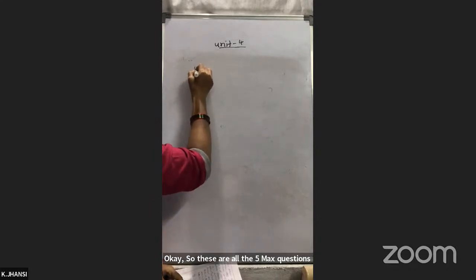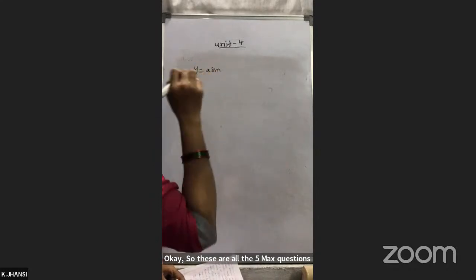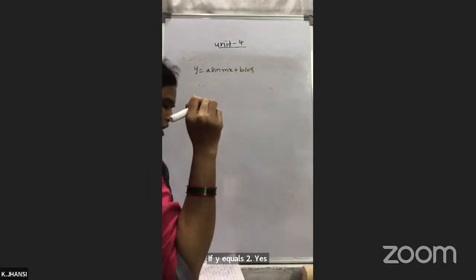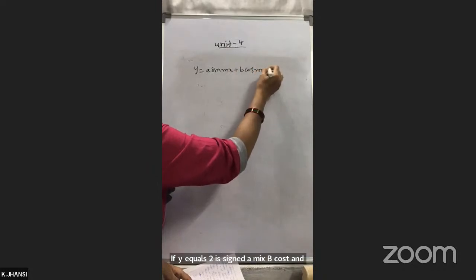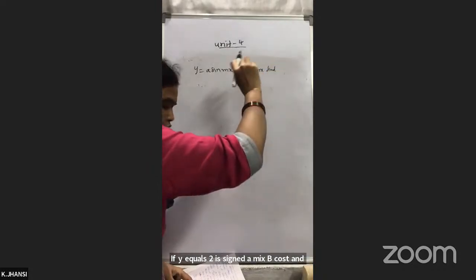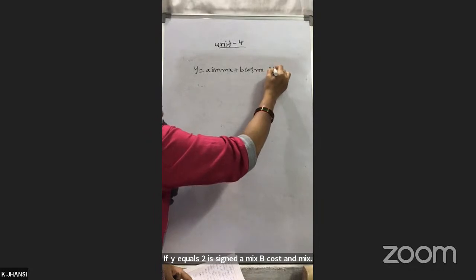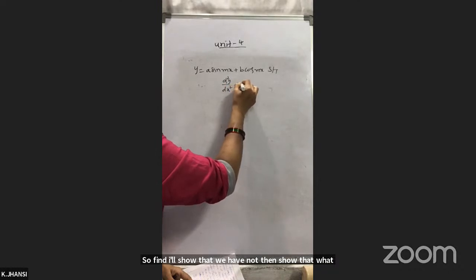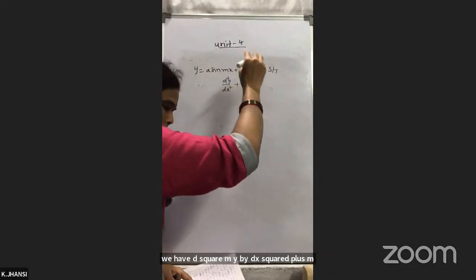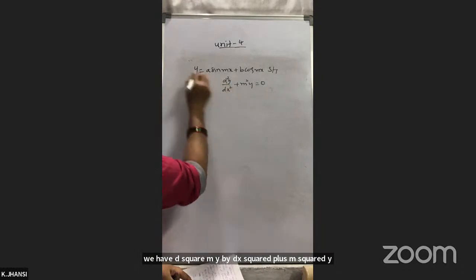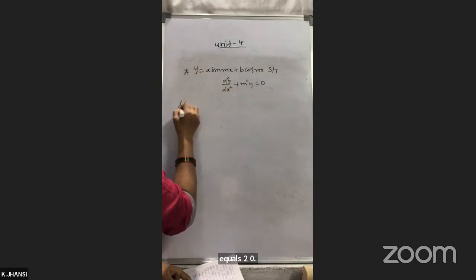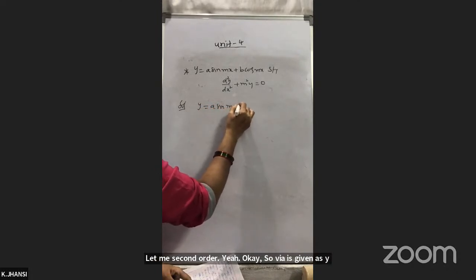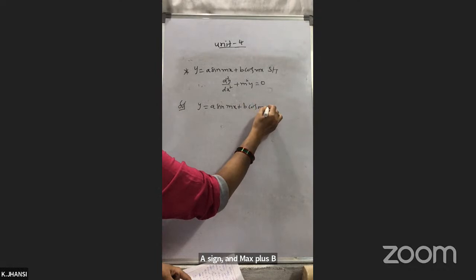So if y equals a sin mx plus b cos mx, we have to show that d square y by dx square plus m square y equals 0. That means second order here. Okay. So y is given as y equals a sin mx plus b cos mx.